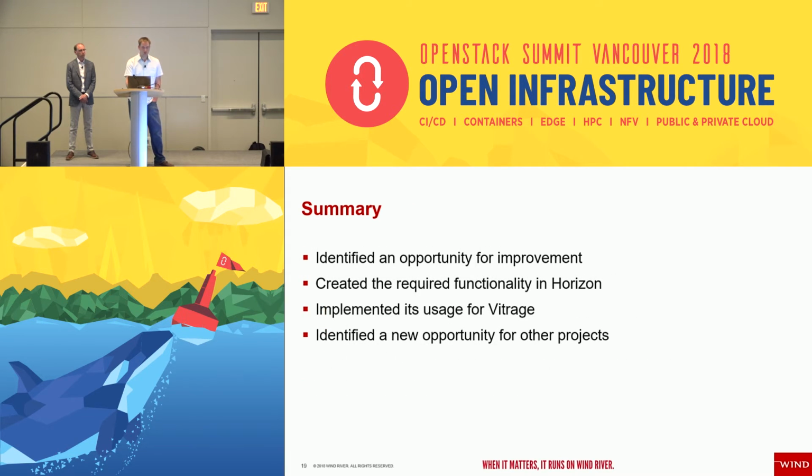All right, so just to summarize what we talked about here, we identified an opportunity for improving Vitrage and how it's working with Horizon. Then we showed you how we created that required functionality in Horizon, and how we implemented its usage in Vitrage. And then let you know how other projects could make use of this new functionality that's present in Horizon. So we committed this in Queens. It's all usable there. And once you deploy it, it'll just show up there and should be good to go. So we welcome others to start contributing to this new feature.